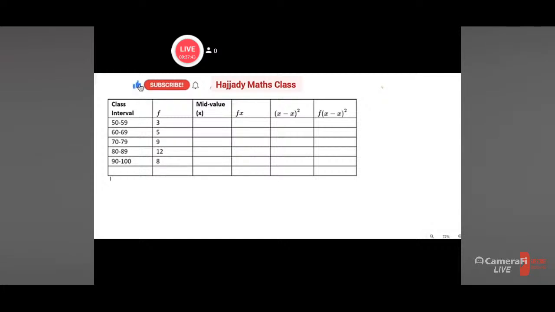My class. Today we shall be working on episode 7 of our statistics for beginners. So today we are asked to calculate the mean, the variance, and the standard deviation for the grouped data.